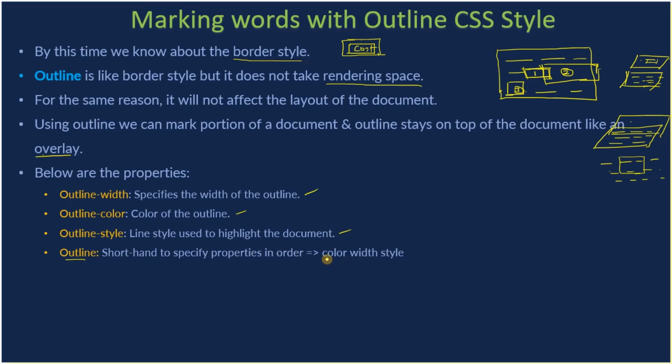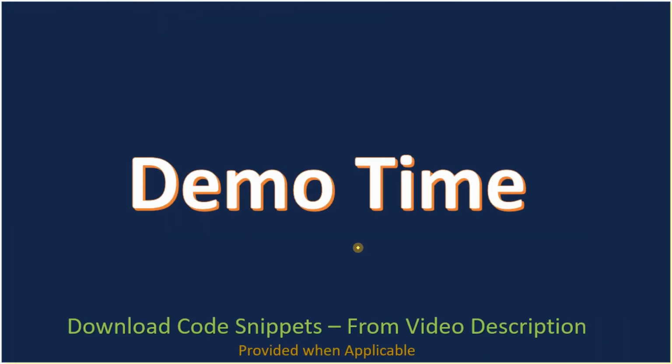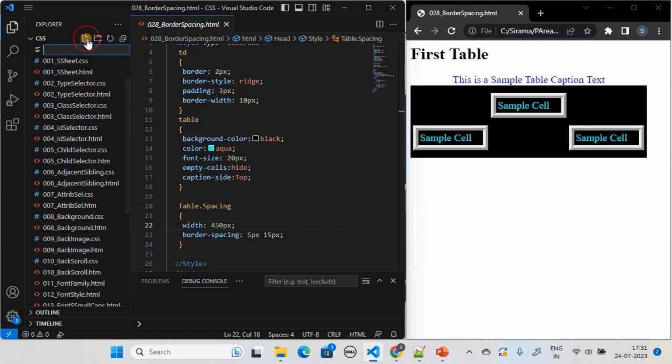Okay. You can specify color, width, and style. All three properties together you can specify the values in the order color, width, and style. Now let's go to the demo and work with the outline. So we will create a new HTML file for outline.